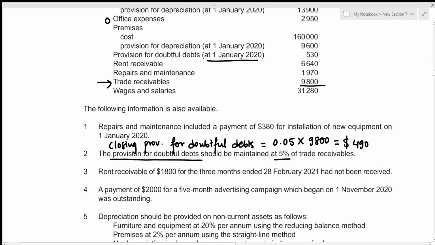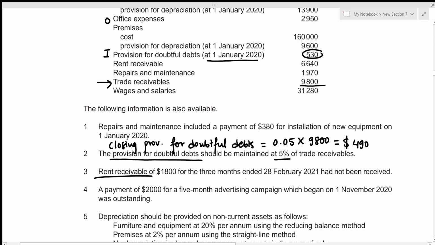So opening had the value of 530, but the closing has the value of 490, which means that the value has decreased. And whenever there is a decrement in provision for doubtful debts, it is recorded as an income. So I'm going to denote it with I. That's an income.